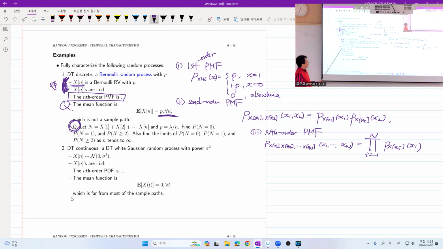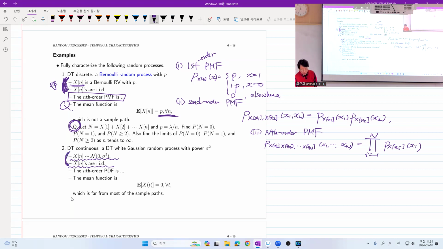I will move to the next example, a discrete time continuous random process. This is called, in communications engineering, a discrete time white Gaussian noise process. And it's defined like this. Similar to the previous one, each X_n as a random variable is zero mean Gaussian with variance sigma squared. And again, we have countably infinite number of random variables. They are independent, and of course, identically distributed.